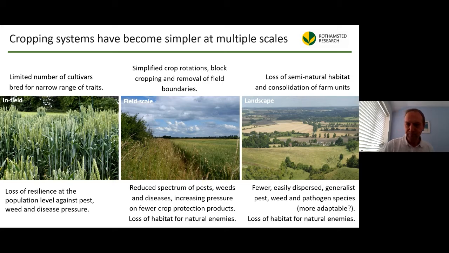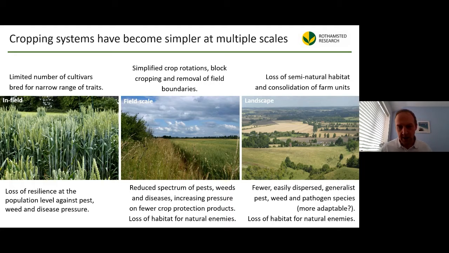At the field scale, fields have become bigger. We've lost semi-natural habitats around fields and habitats for natural enemies, as Sam was talking about. It's true that we've started to reintroduce hedgerows and field margins, which has helped with that over recent years. But also on a temporal scale, our fields have become more simple in terms of the number of crops that we grow, and our rotations are now shorter, which means we use a smaller range of active ingredients, which increases selection pressure for resistance.